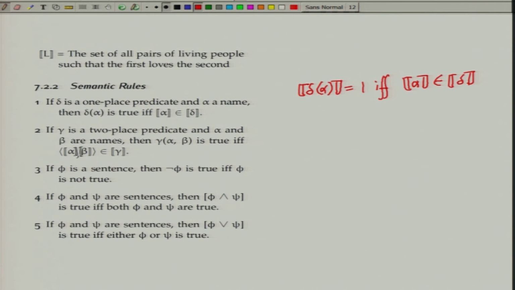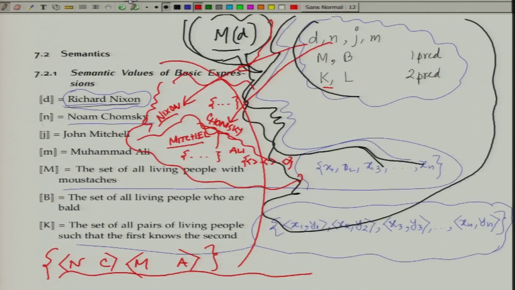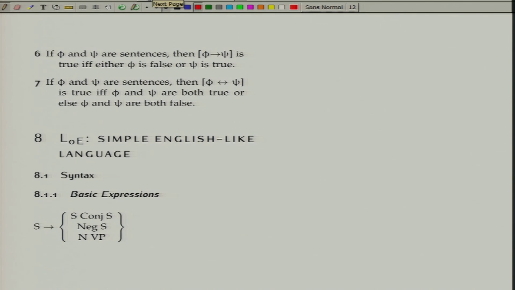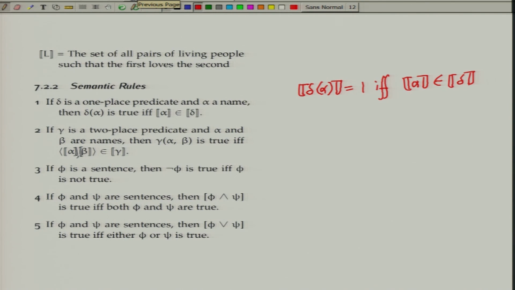Now we can say that suppose among these people Chomsky and Richard Nixon are bald, which is not true. Definitely Chomsky is not bald, but let's assume that both Chomsky and Richard Nixon are bald. So in that case, by following this rule, we can form a real sentence like B N. This is our sentence.